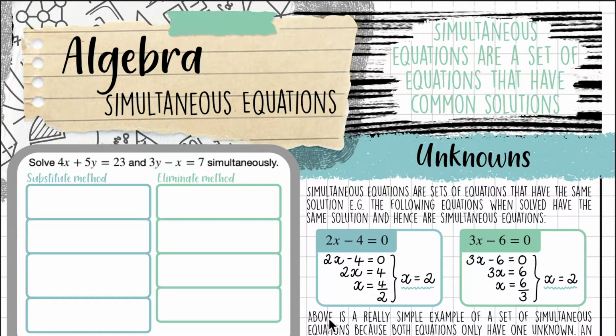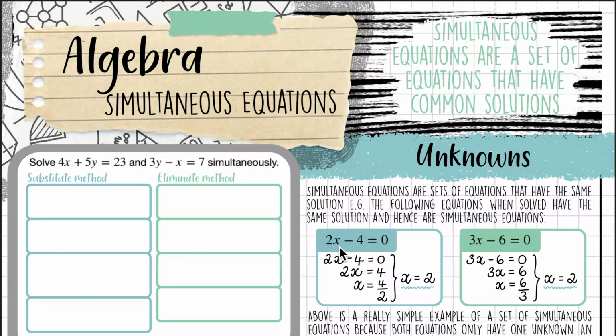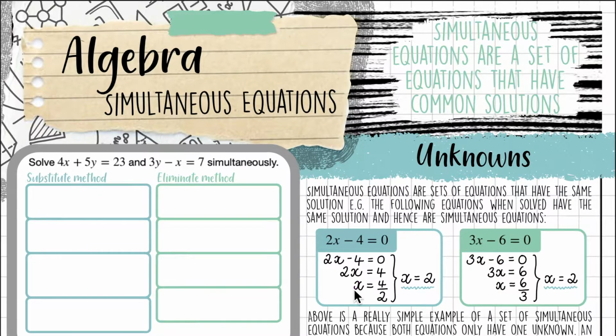As I said, the above example was quite simple because it only contained one unknown. When simultaneous equations only contain one unknown, you can solve the equations individually, i.e. you don't need help from other equations. We solved this equation just fine. We didn't need help from this one. Similarly, we solved this equation just fine on its own. We didn't need help from this one. If you have simultaneous equations with more unknowns, then you're going to need more help. In general, if you have two unknowns, you need two equations to help you find what the two unknowns are.